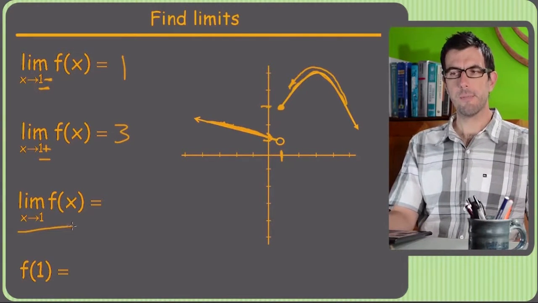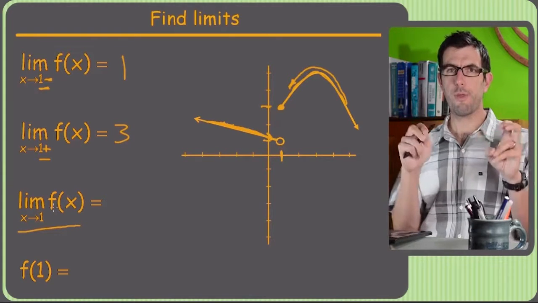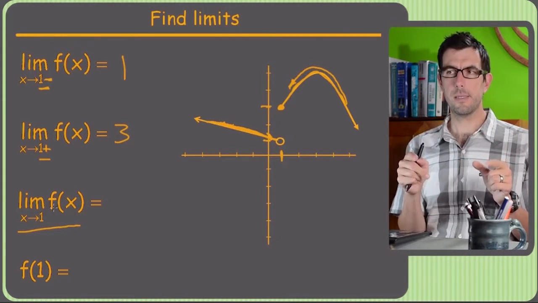The limit as x approaches 1, now you'll notice there's no plus or minus after this 1. That's the limit, like the limit. So that's the one that doesn't exist in this case.